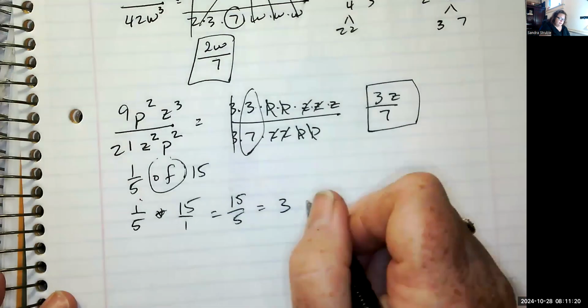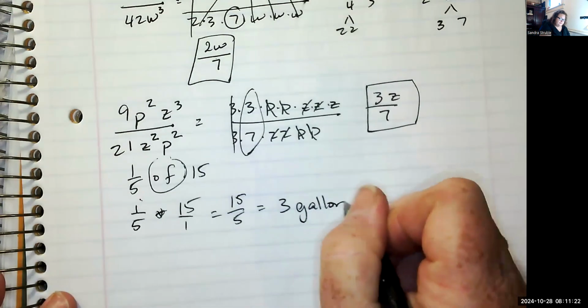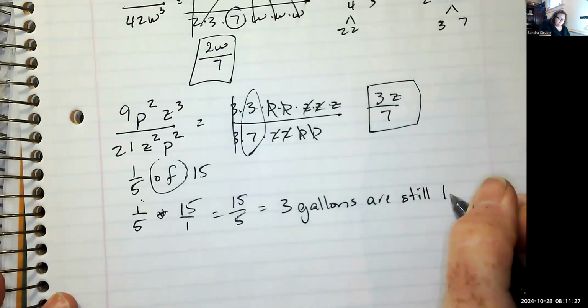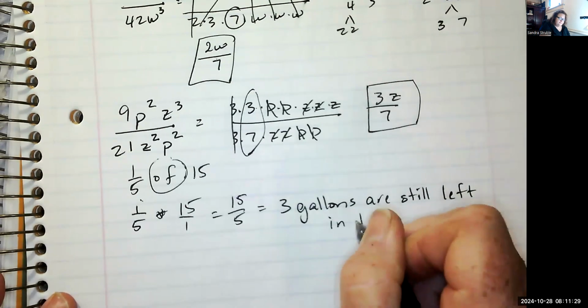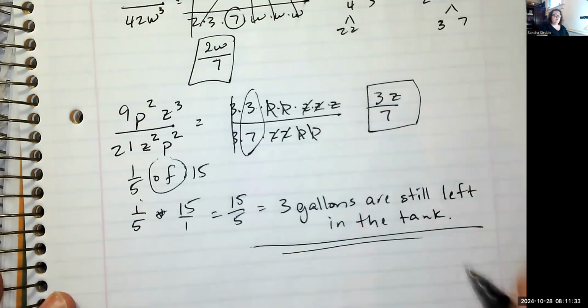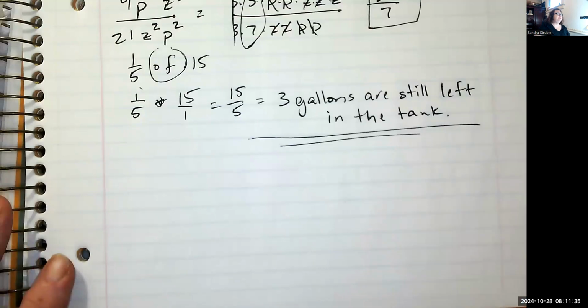So 3 gallons are still left in the tank. Remember, if it's a word problem, you need to answer in words with correct units.